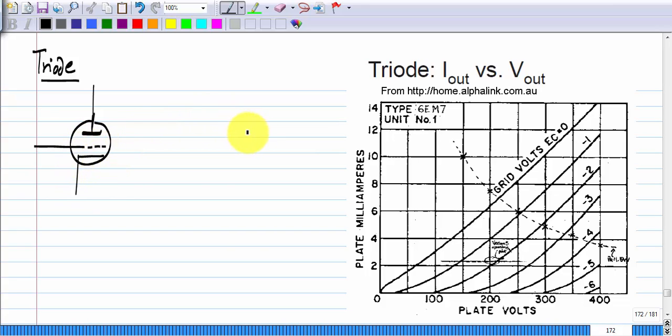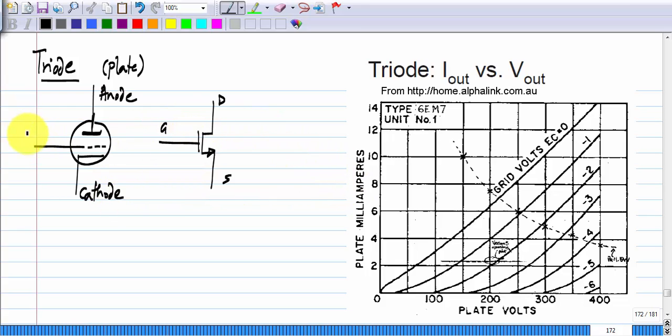These are the three terminals corresponding to the drain, gate and source of the MOS transistor. The drain corresponds to what was known as the plate or anode, and the source corresponds to what is known as a cathode, and the gate corresponds to what is known as a grid. Okay. And in order for the vacuum tubes to function properly, you also had to have a heater.